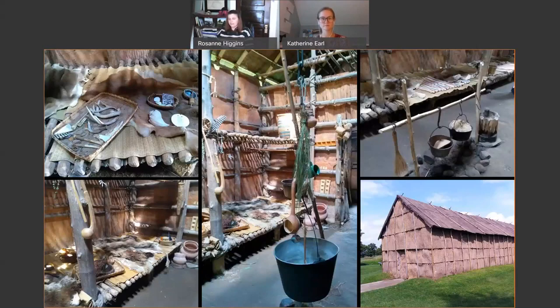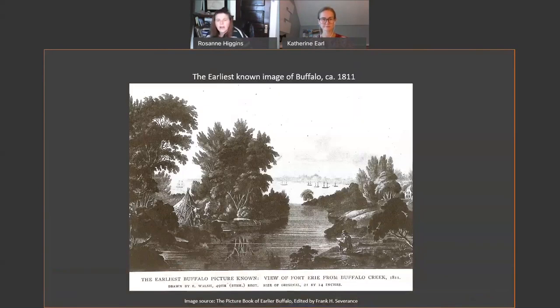I want to show you this picture, which is the earliest known picture of Buffalo. It's circa 1811, so it's a little later than the period I'm talking about. My book focuses on the period right after the Revolutionary War. This is just to show you how raw and wild this area was, that it wasn't a settled city.